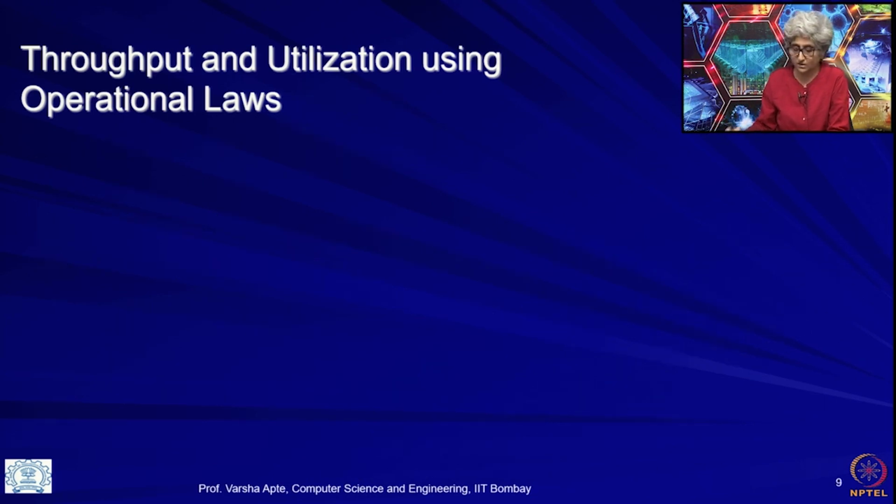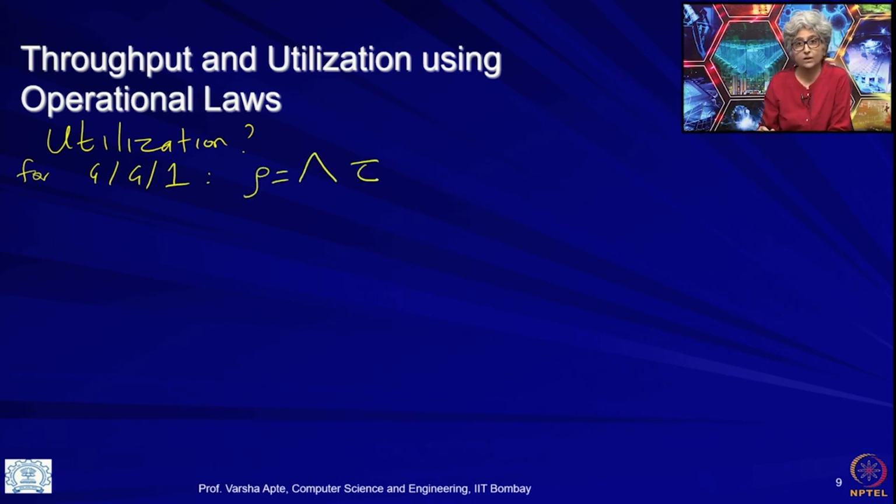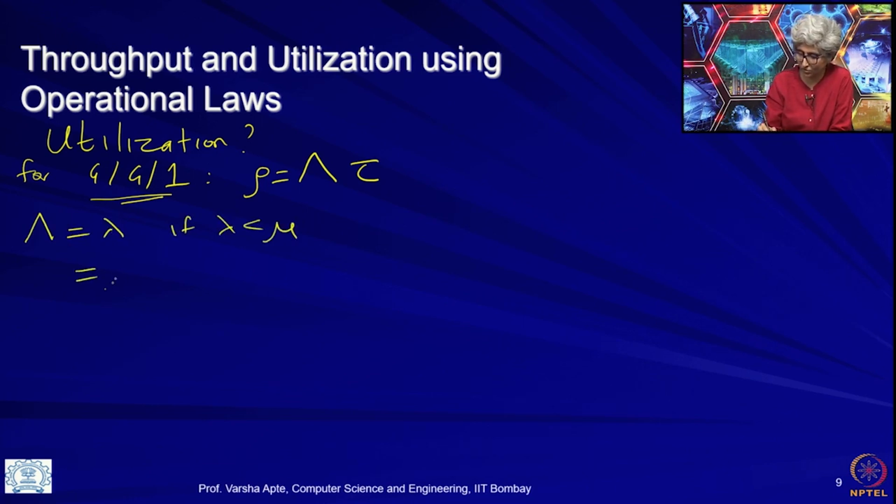How about utilization? Obviously, we talked about single server utilization. We said for a single server, for G/G/1, rho is equal to throughput multiplied by tau. But now can we further discuss what happens if it is an infinite buffer? We know that throughput is equal to small lambda if lambda is less than mu, and equal to mu if lambda is greater than or equal to mu.